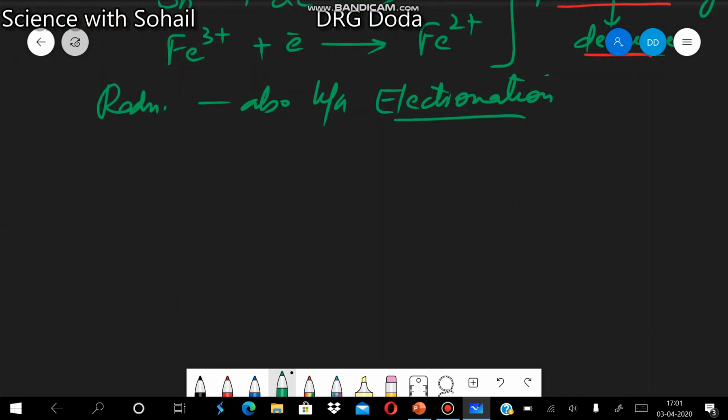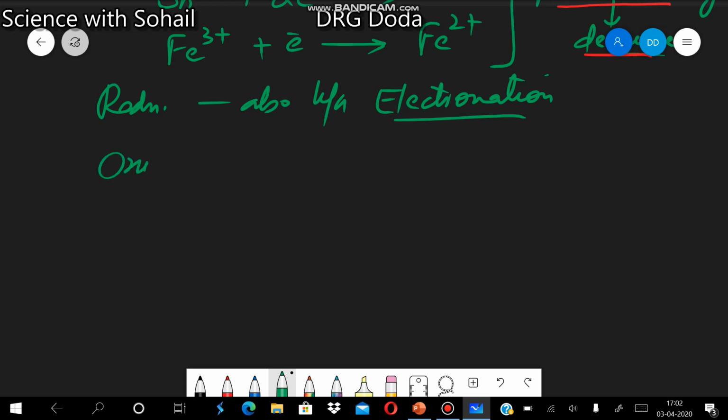Now, in the above examples, we have seen that some species can gain electrons and some species can lose electrons. This process always takes place simultaneously. That means the loss of electrons is always accompanied by the gain of electrons. The two processes take place simultaneously, so the reaction is always redox. When we talk about oxidation, oxidation is only one half of the reaction and the reduction is the other half of the reaction.